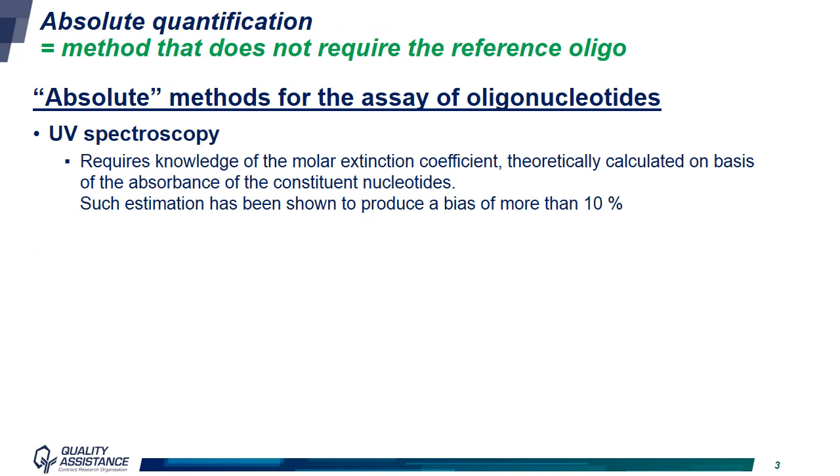In comparison with relative methods, the absolute quantification is a method that does not require a reference substance, in this case the reference oligo. Here are some methods that allow absolute quantification. UV spectroscopy is one of them, but it requires knowledge of the molar extinction coefficient that is theoretically calculated on the basis of the absorbance of the constituent nucleotides. Such estimation has been shown to produce a bias of more than 10%.